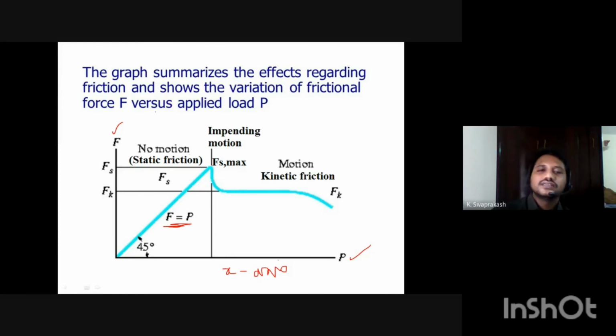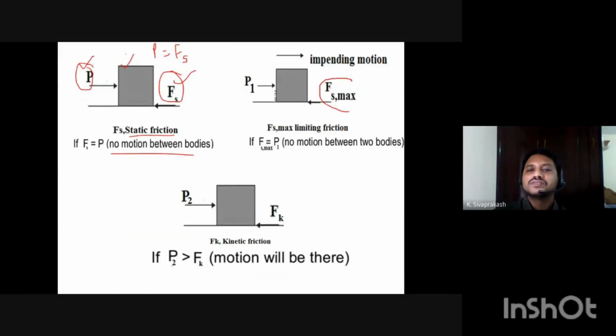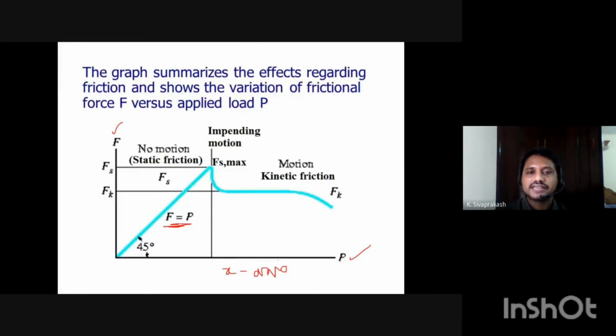But it reaches a maximum value. That maximum value is known as the limiting frictional value, Fs max. Fs means static friction, and Fs max, the maximum value of the static friction, is called the limiting friction. On the left side of the limiting friction is the static friction. During the static friction, Fs is equal to P only.